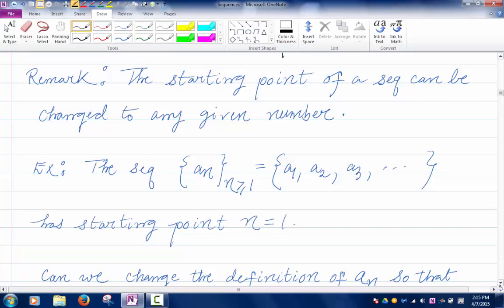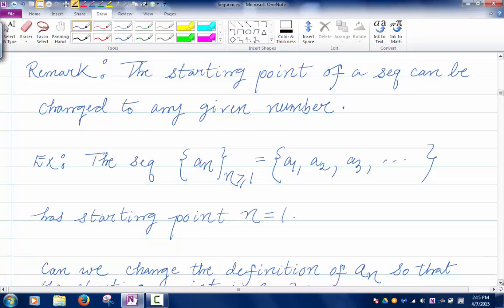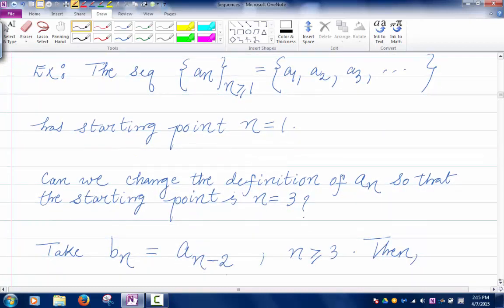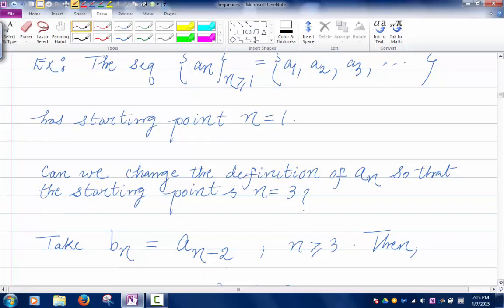Let's see how. Let's say I have a general sequence a_n, and the starting index is 1. So I have a1, a2, a3, and so on. And the question is, can we change the definition of a_n in such a way so that the starting index is 3 instead of 1, and still I have the same infinite list? Am I making sense? Instead of starting at 1, I want to start at 3, but I still want to have the same sequence. How is that possible? Well, it's quite possible. Let's think about the following.